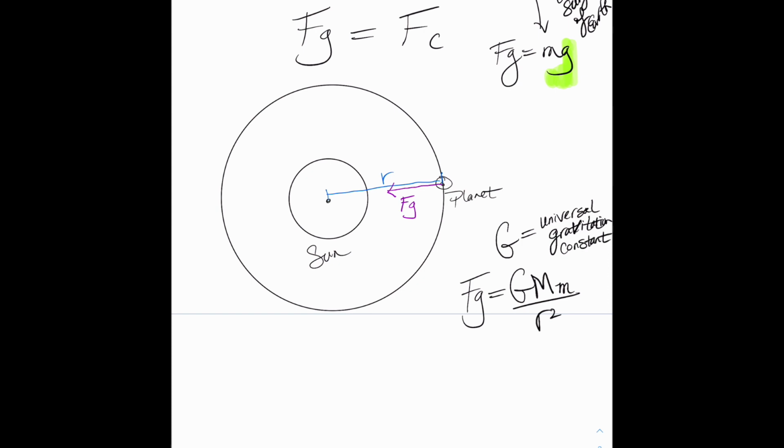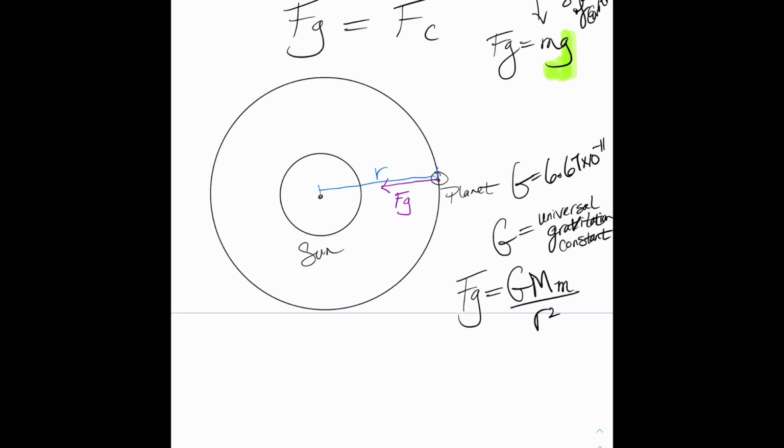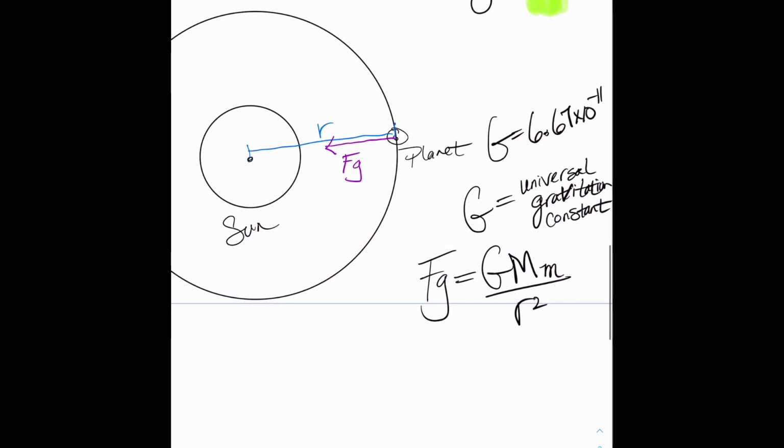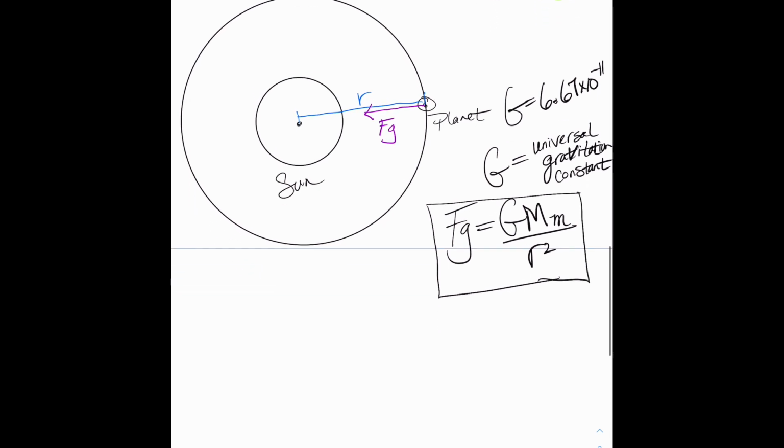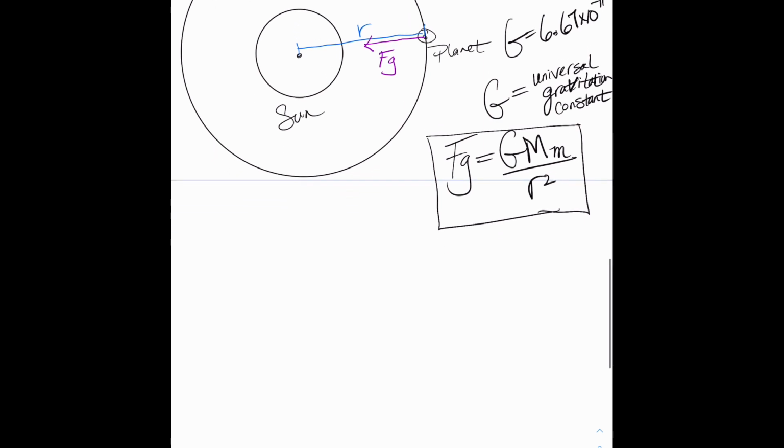And it's equal to 6.67 times 10 to the negative 11th. And don't worry about the units for it, it's fine. Okay, so in our special case here though, we're gonna use this new idea for Fg, but we're gonna apply it to this planet and the sun, right? So down here, let's go ahead and rewrite Fg is equal to force centripetal.